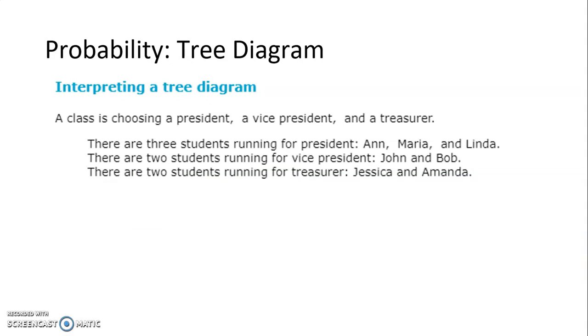Now a couple other things to do with probability that you've probably seen so far. I want to go back through those talking about a tree diagram.